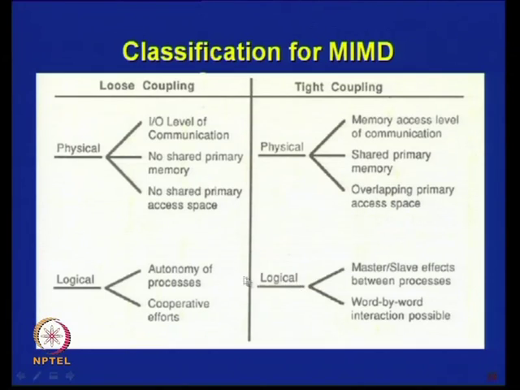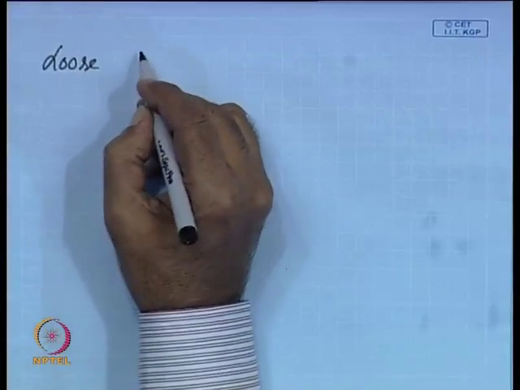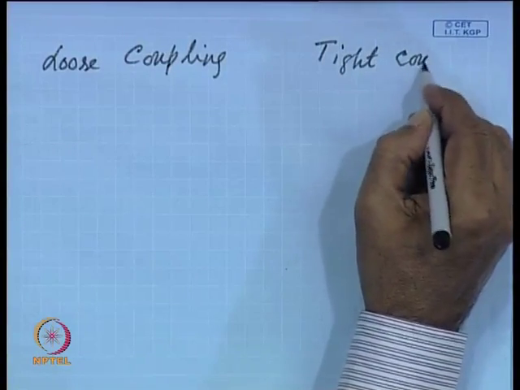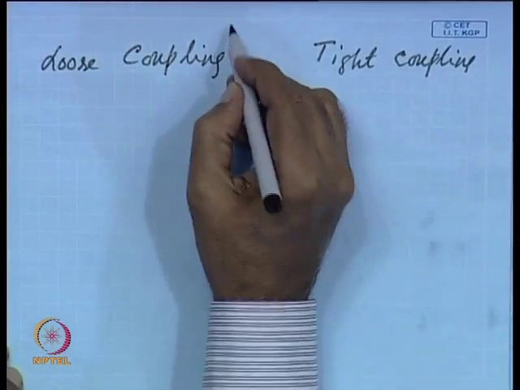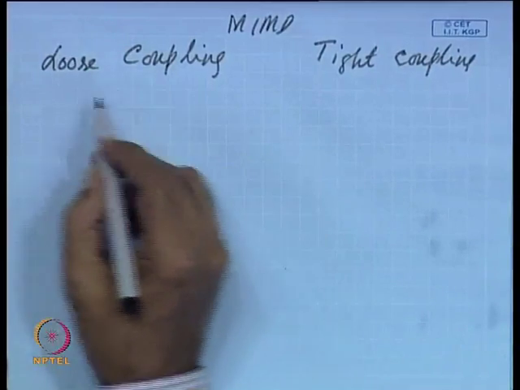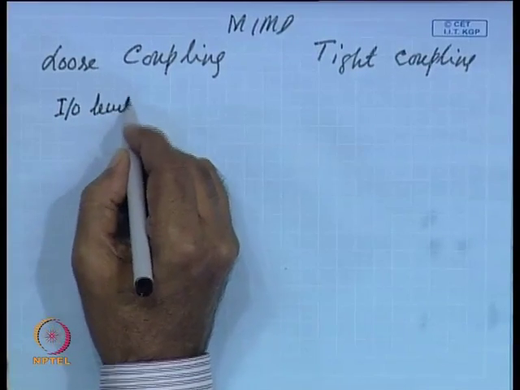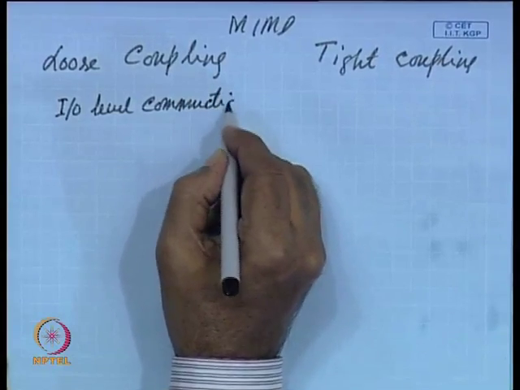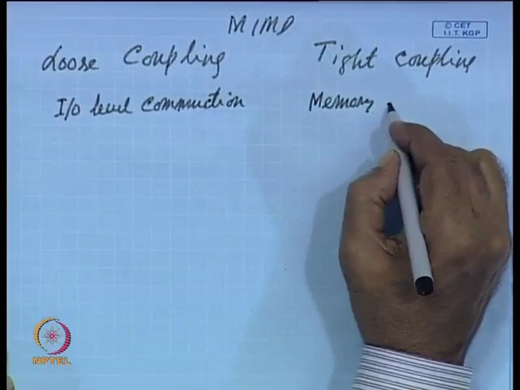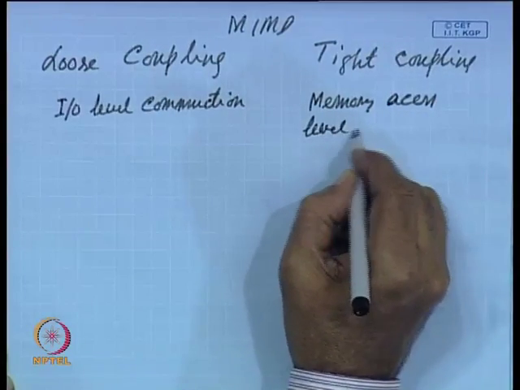This is again a classification of MIMD, and there are two terms used in this context. One is known as loose coupling. Another is known as tight coupling. Loose coupling and tight coupling in the context of MIMD. Physically, in case of loose coupling, IO level communication is done. Communication is done through IO, whereas here we have seen it is shared memory, so it will be memory access level communication.